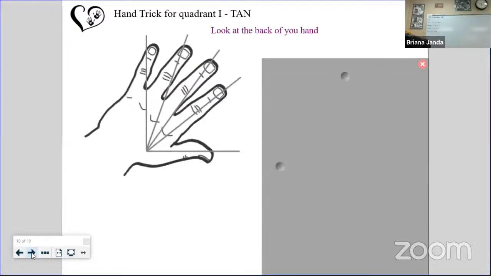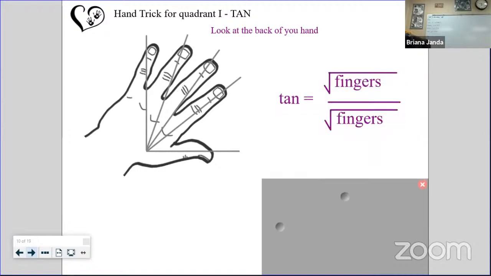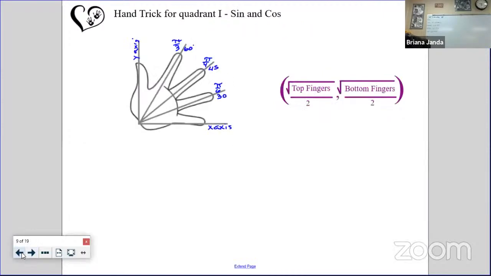So tangent for hand trick is you look at the back of your hand. You pull back your reference finger. You look at the back of your hand. And then here's what makes it a little bit better than the other methods, because there's not a lot of work to do. It is your square root of fingers over square root of fingers. So if I do tangent of, let's say, 60 degrees, I pull back 60 degrees. I look at the back of my hand. It would be square root of 3 over square root of 1. So we do sometimes still have some simplifying to do.